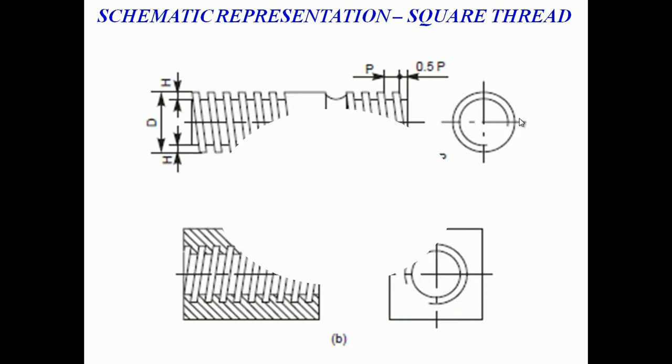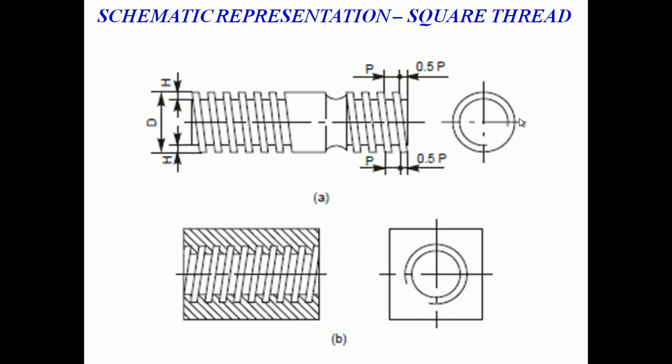So next one is the schematic representation of the square thread. You can see the diagram, one is external, another one is internal thread. This way you have to clearly draw or represent the square thread, single strand. And in the side view, it's a left side view, similar to the earlier slide. So you have to clearly specify the square thread.